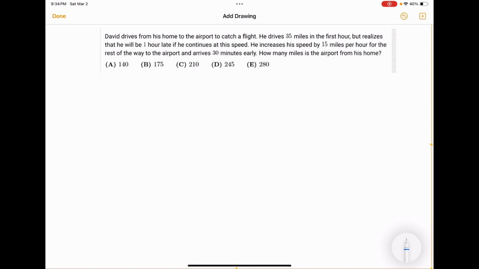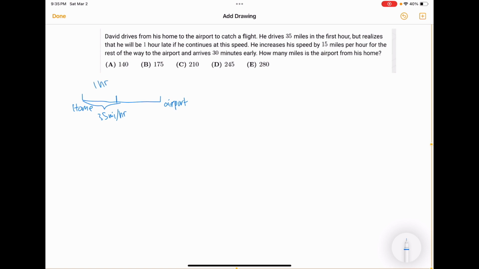To make this question simpler, I'm going to draw out a diagram. So for example, this is his home, and this will be the airport. According to the second sentence, he drives 35 miles in the first hour. So 35 miles is going to be right here, and that means this distance is 35 miles. Because he drives 35 miles in 1 hour, that would be his speed.